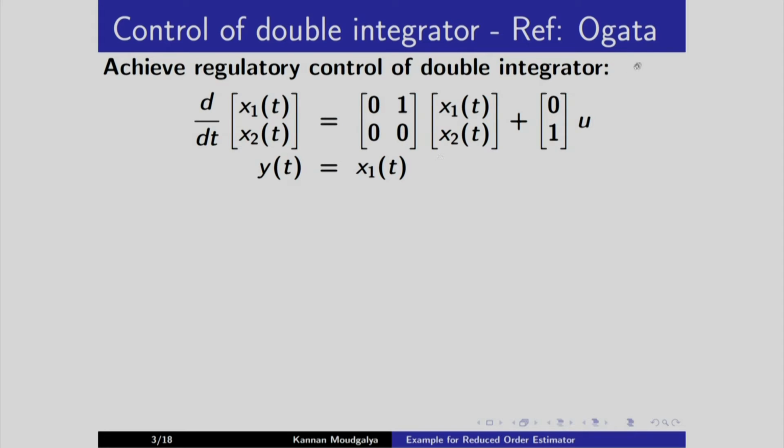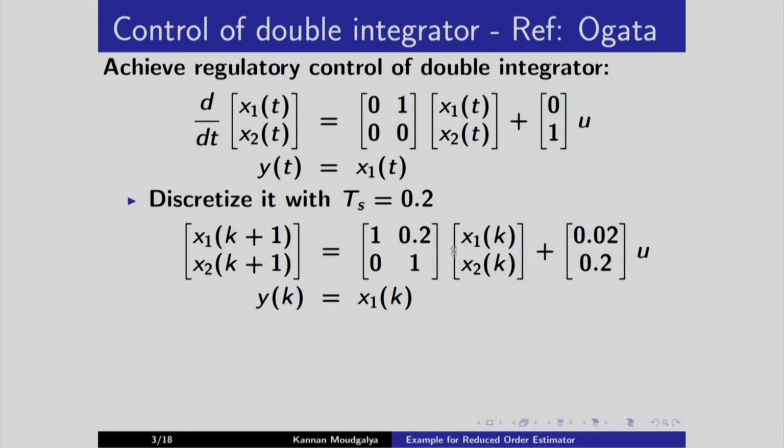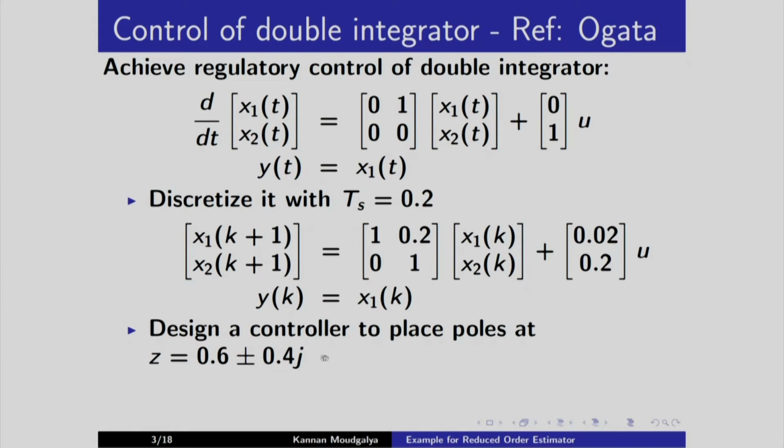For this we will take an example from Ogata's book. We will try to achieve regulatory control of double integrator presented here. Let us discretize it with sampling time of 0.2 seconds. Here is the discretized system. Let us design a controller to place the poles at this location.